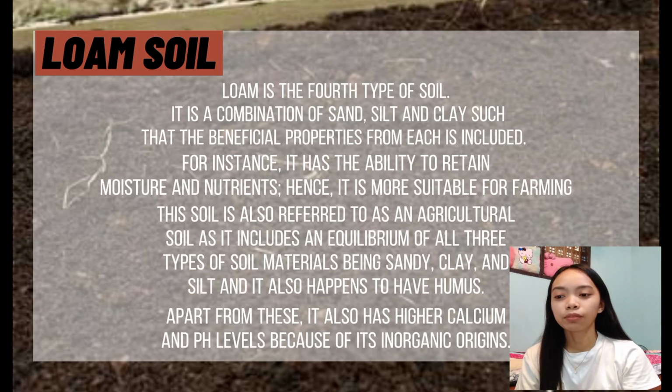Loam is the 4th type of soil. It is a combination of sand, silt, and clay, such that the beneficial properties from each are included. For instance, it has the ability to retain moisture and nutrients, hence it is more suitable for farming. This soil is also referred to as an agricultural soil, as it includes an equilibrium of all 3 types of soil materials, being sandy, clay, and silt. And it also happens to have humus. Apart from this, it also has higher calcium and pH level because of its inorganic origin.